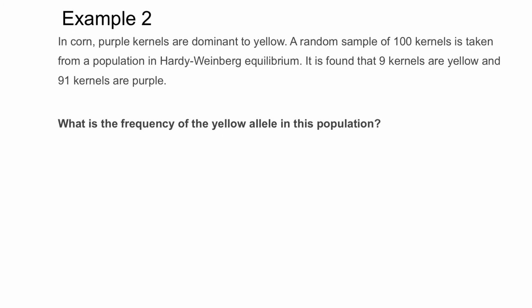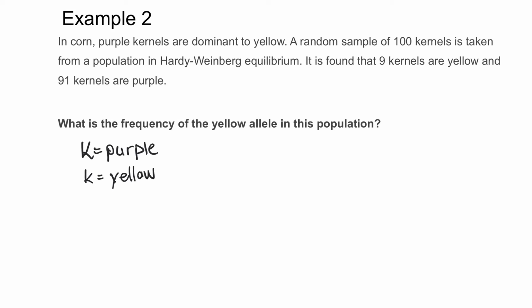So this is about corn. It says in corn, purple kernels are dominant to yellow. A random sample of 100 kernels is taken from a population in Hardy-Weinberg equilibrium. It's found that 9 kernels are yellow and 91 kernels are purple. And so for this one, we're going to use a capital K for the purple, since that's dominant. And we're going to use a lowercase k for yellow.